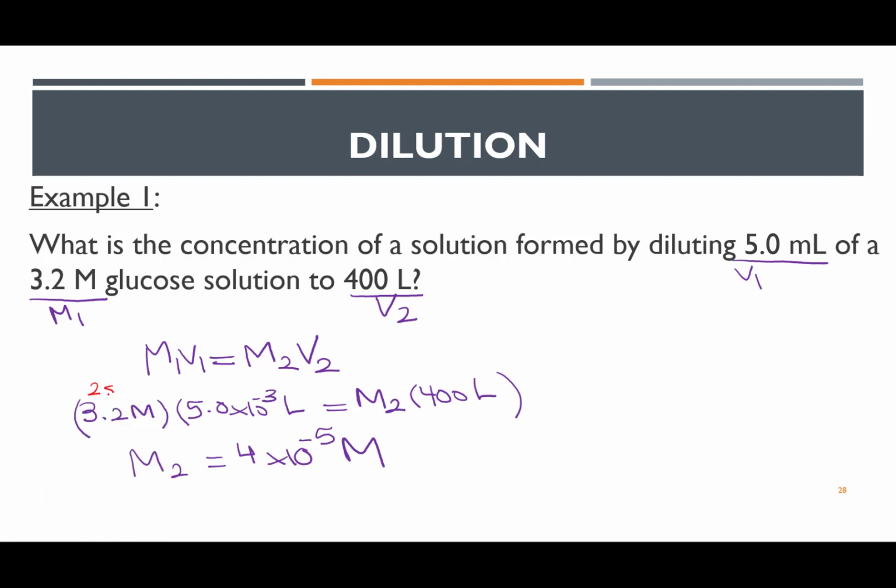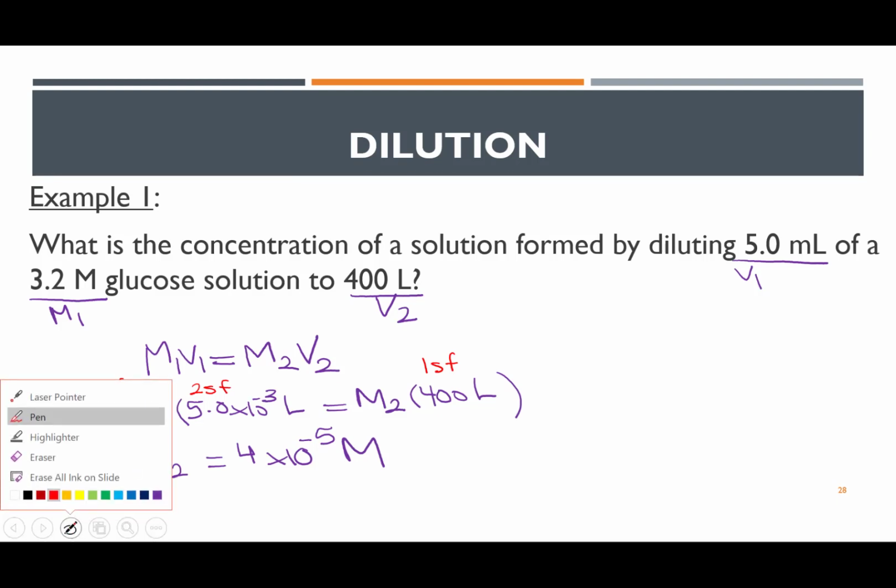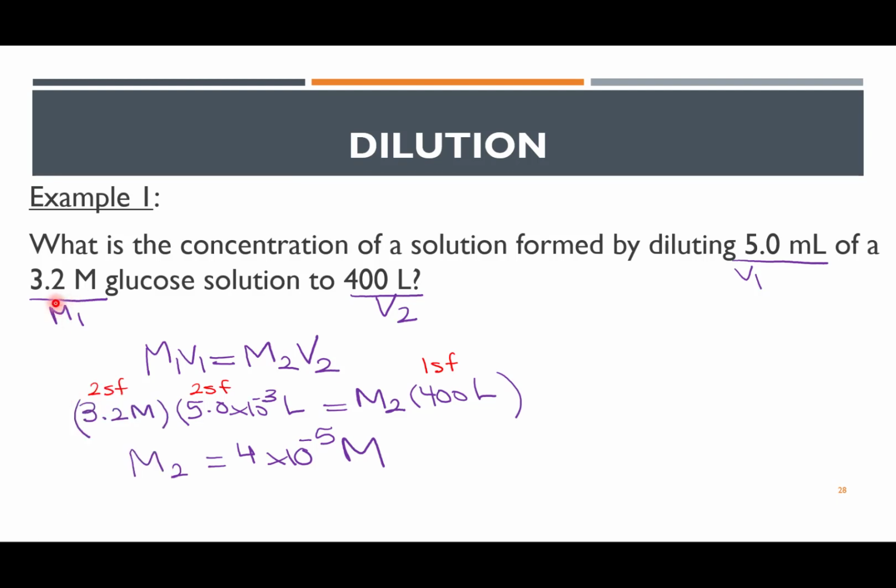Now we have to take care of the sig fig. This number is 2 sig fig, this is 2 sig fig, and 400 is 1 sig fig. That's why our answer has to be 1 sig fig, as it is. Then the concentration for the diluted solution is 4 times 10 to the power of negative 5 molar. If you compare your M1 and M2, you will see that M2 is a lot less concentrated because it's a lot more diluted.